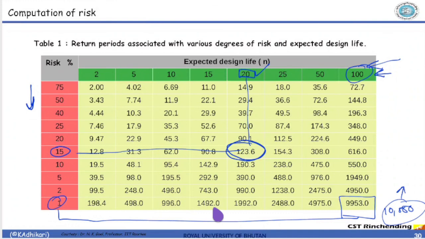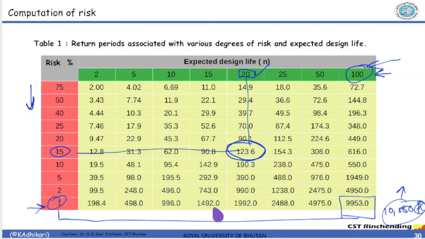In other words, risk is the probability of occurrence. The probability of occurrence of a 10,000-year return period flood within the lifespan of any hydraulic structure, that is 100 years, is just 1%. So that is risk, okay?